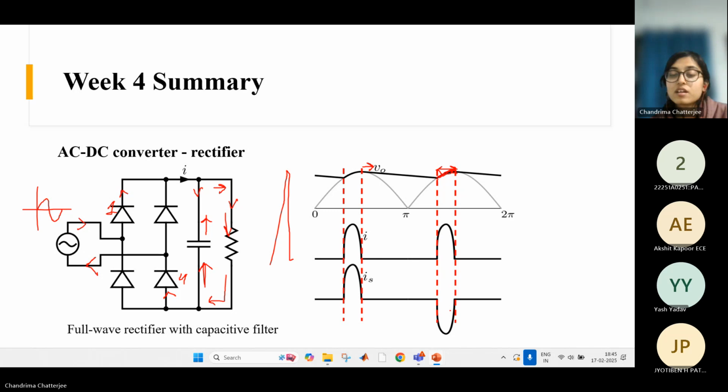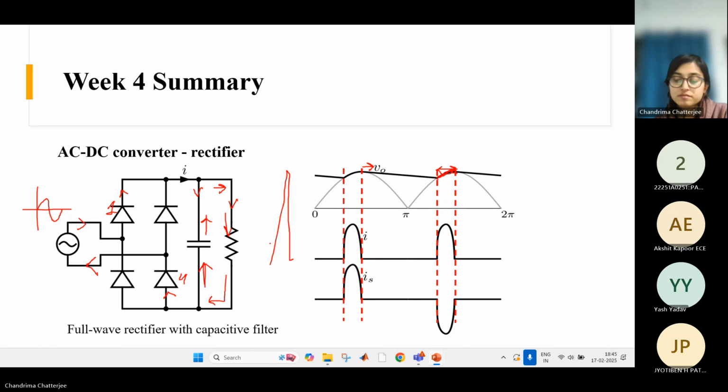So this is a disadvantage. There are some protection circuits to restrict this current magnitude. Otherwise, the diodes may get blown. That will be discussed later. But that's how the current looks when we add a capacitive filter. Is this understood till this point?